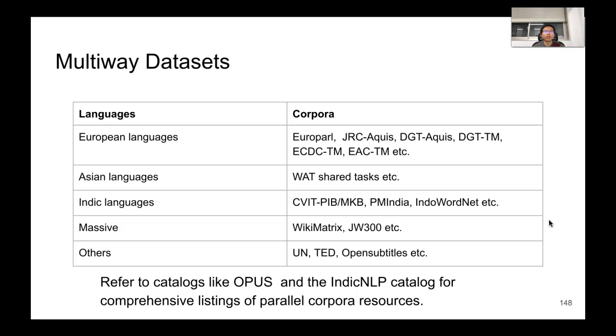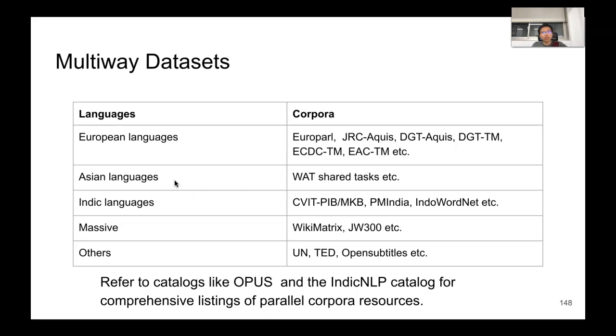For Multiway datasets, we actually have a lot of datasets. Here I summarize the existing Multiway datasets, categorized by languages. For example, if you are interested in European languages, there are a variety of parallel corpora available, like Europarl, the JRC, the DGT, etc. So you have a lot of resources.